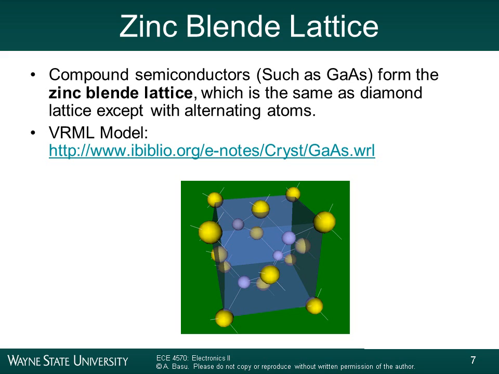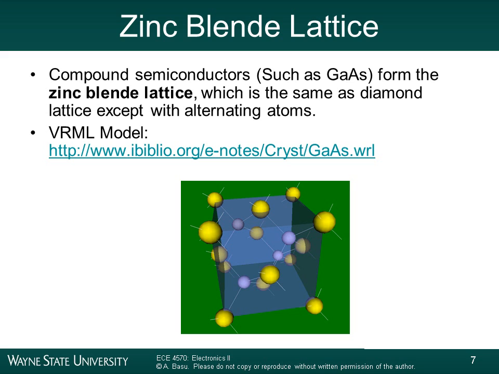The zinc blend lattice is like the diamond lattice. The only exception is that you'll notice that you have two different colors here, which means that you're always alternating between one atom and the other. So in the case of gallium arsenide, you're always alternating between gallium and arsenic atoms. So every arsenic atom would have four gallium atoms around it, and every gallium atom would have four arsenic atoms around it. This is the schematic shown here in this image.